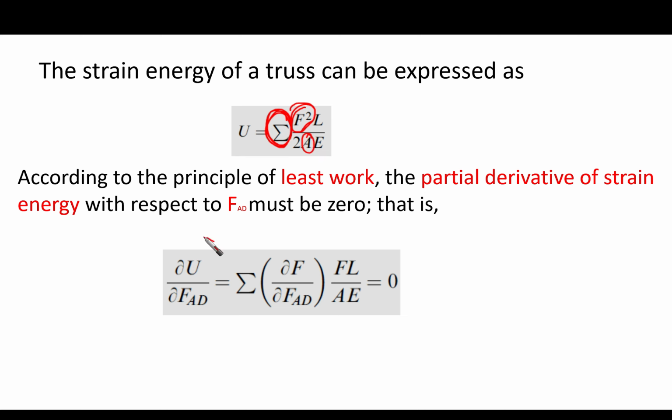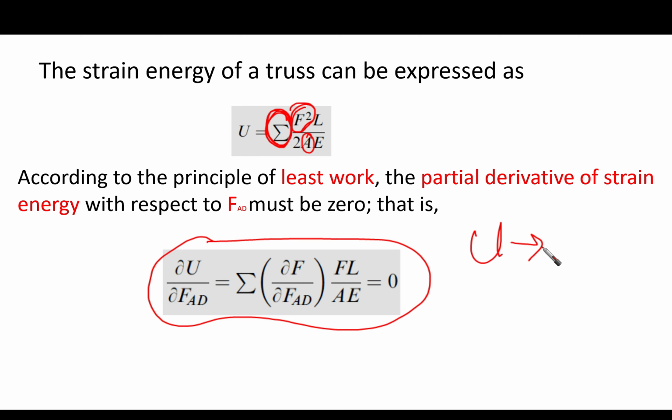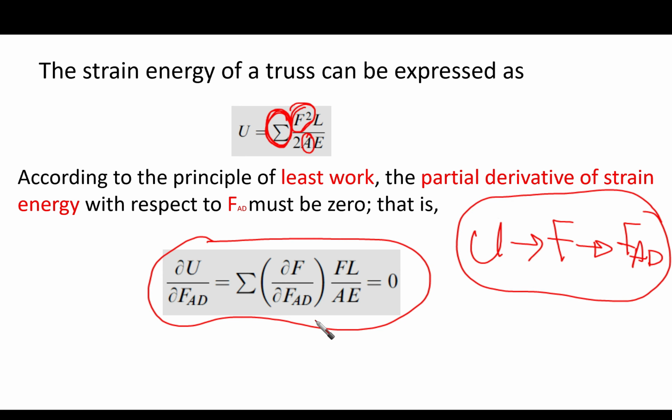And then the differentiation of the strain energy is going to be obtained easily. Our main idea is that U should be in terms of F, and then F should be in terms of the main redundant that we have chosen. Then we derive it with respect to the main parameter, and then we can continue our solution.